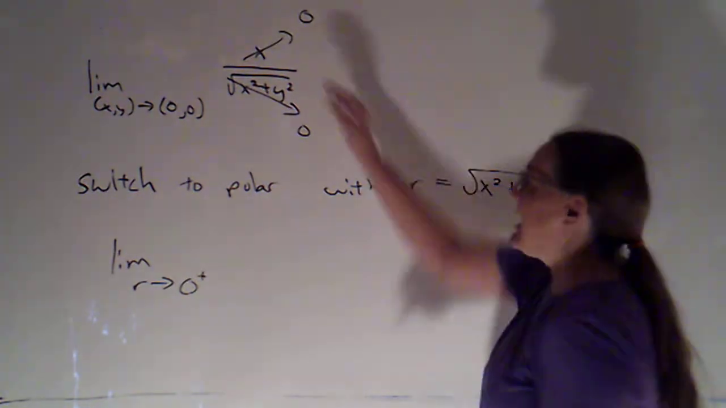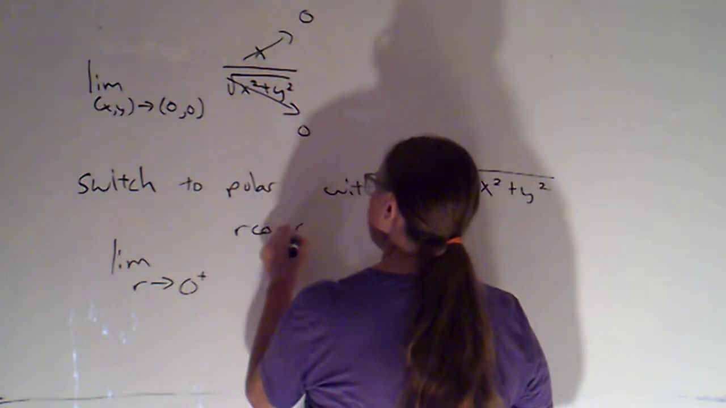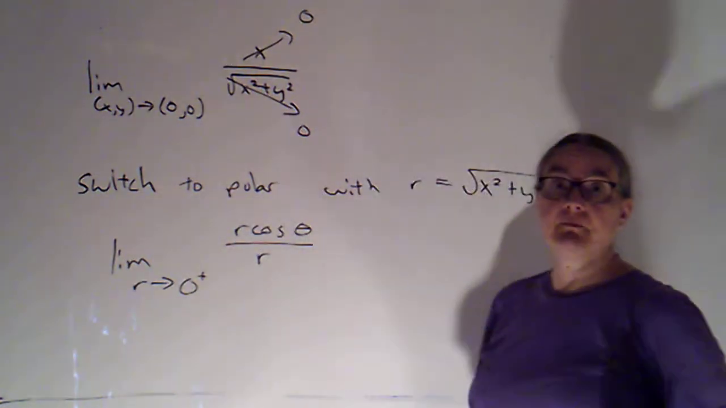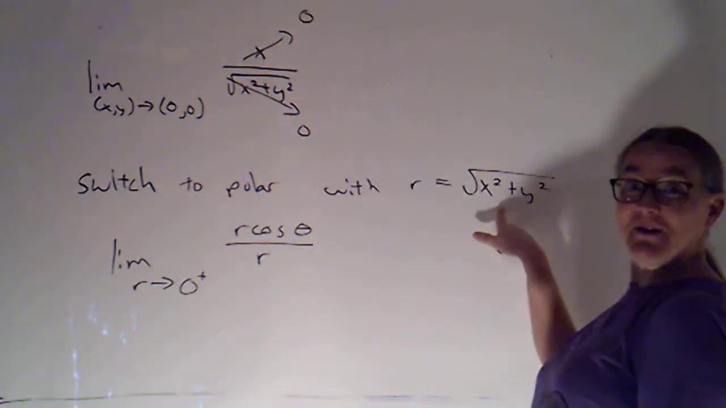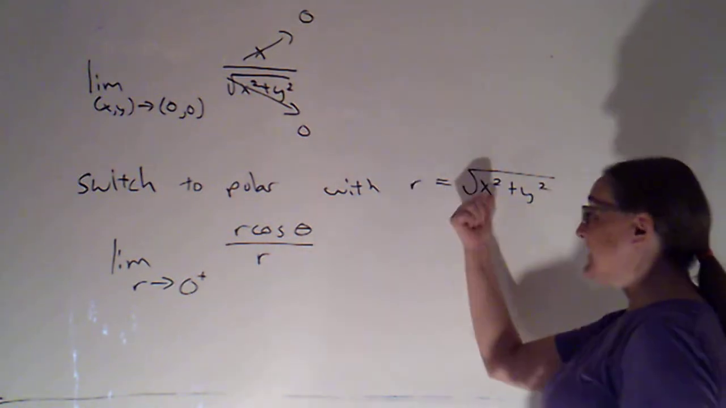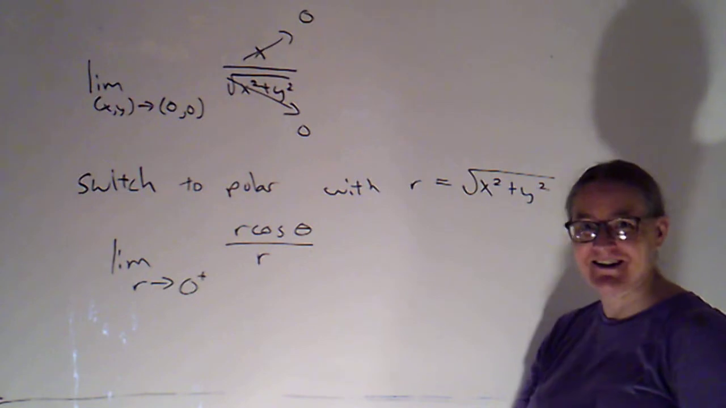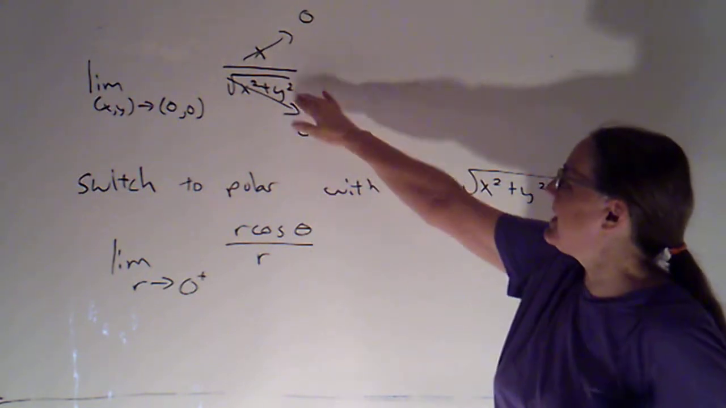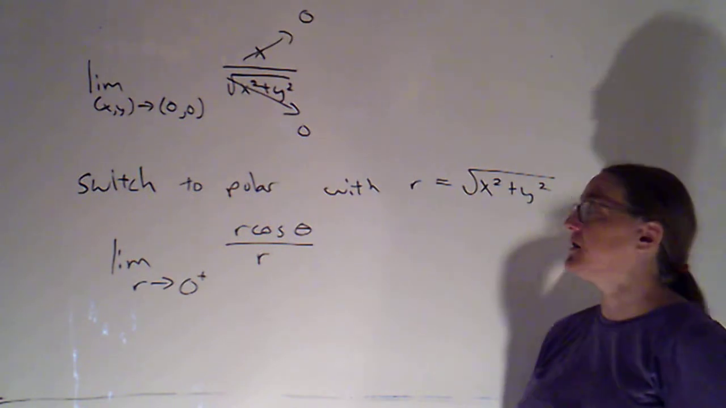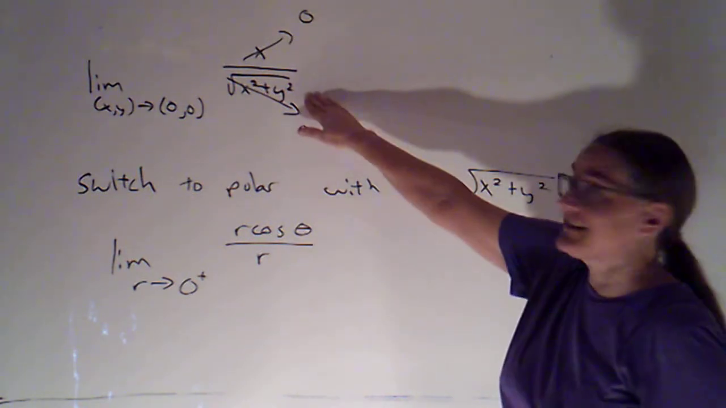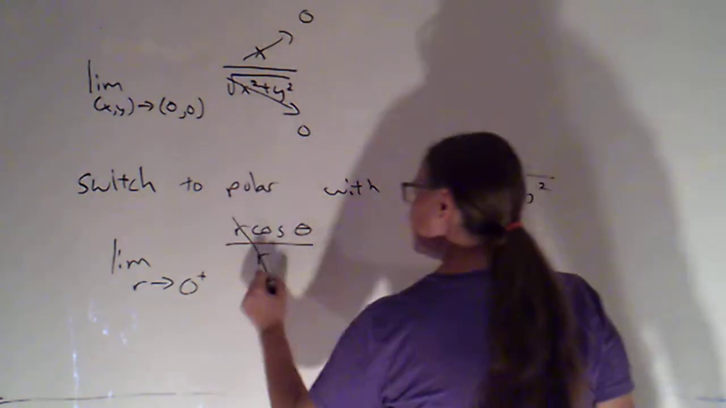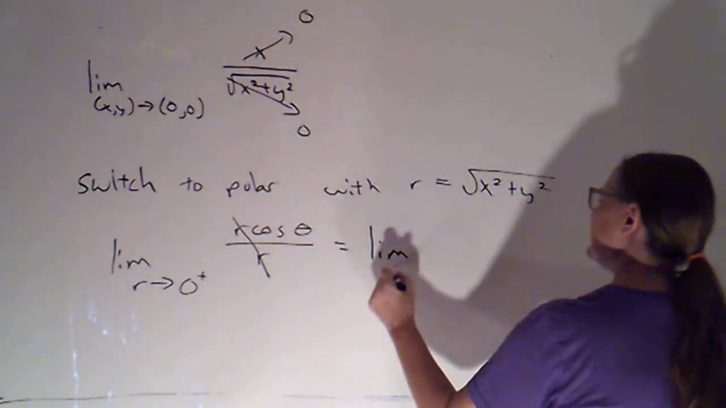Okay. X is r cosine theta, and the denominator is just r. Notice, if I hadn't made this choice, I wouldn't know whether that was r or the opposite of r. So it really is necessary to make that choice, especially, I mean, it's necessary anyway to make sure that we're making a continuous substitution. But in this case, it's necessary because otherwise I don't know what that is. Okay. All right, so my r's cancel. This is interesting.